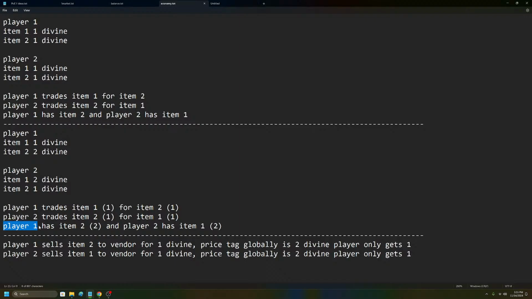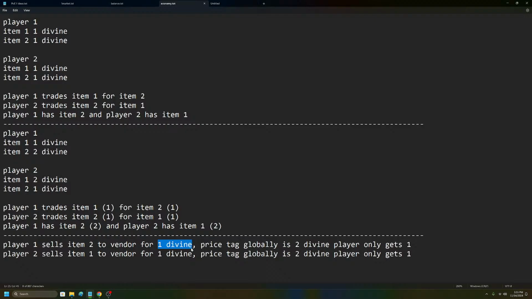Now the question is, if player 1 has item 2 that is worth 2 divine, what happens if they sell that item? Player 1 sells item 2 to the vendor for 1 divine. The price tag globally is 2 divine, but the player only gets 1. You see that? Even though player 1 has an item 2 that's worth 2 divine, they sell item 2 to their vendor for only 1 divine.